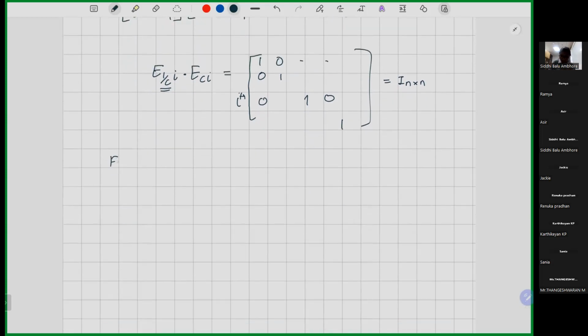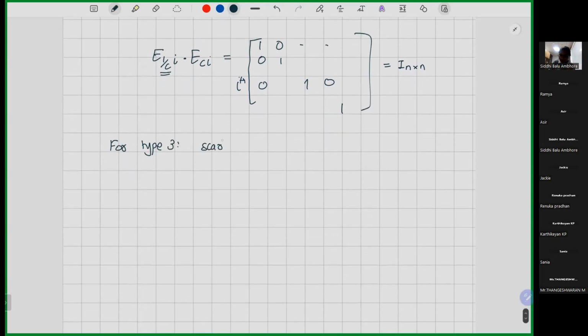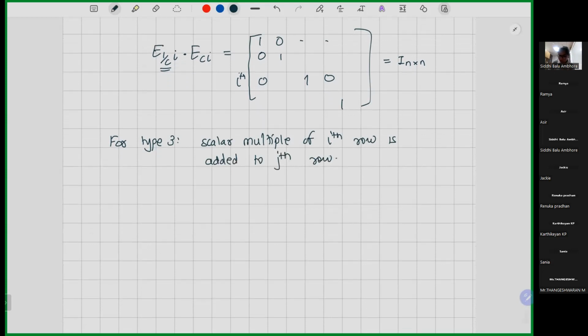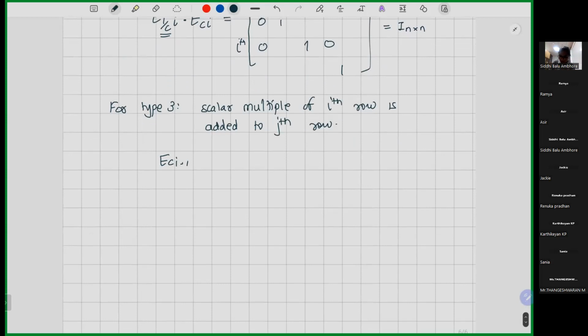So for type 3 now, type 3 is where a scalar multiple of the ith row is added to the jth row. So let me denote it by E of C i, comma j. So I'm multiplying the ith row by C and adding it to the jth. So it is again the identity matrix, and now the ith row is like that. The ith row is not changing. The jth row is changing.